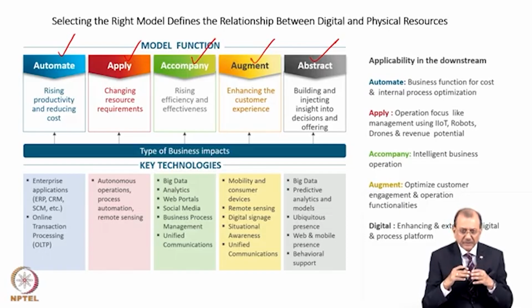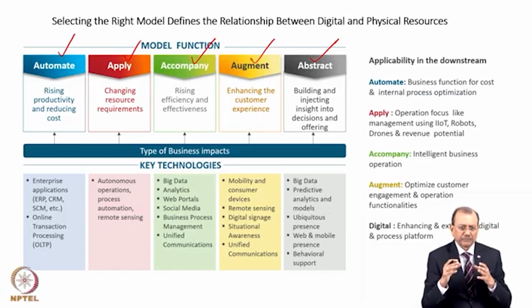But in your case, I like that there should not be much difference, but it should be in such a way that you understand the right perspective of Industry 4.0. So in that context, I brought this research for your attention. So you see, what are the 5 models? 5 models are automate, apply, economy, augment, abstract.